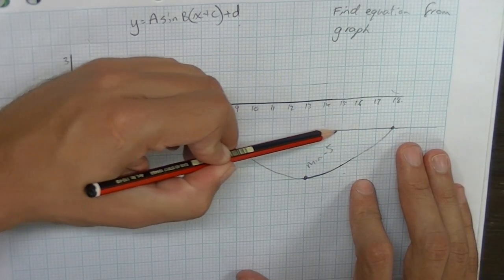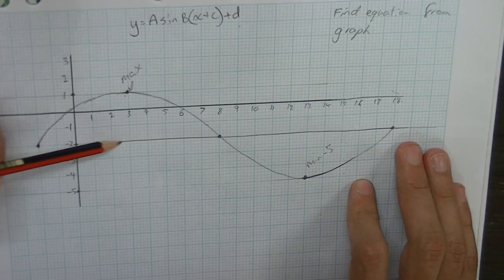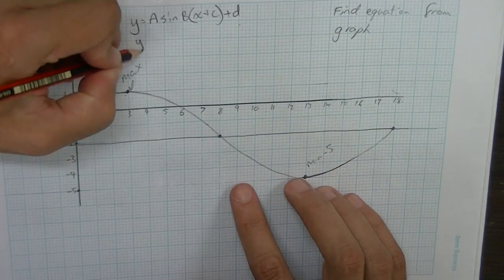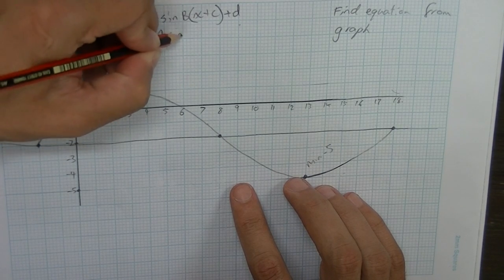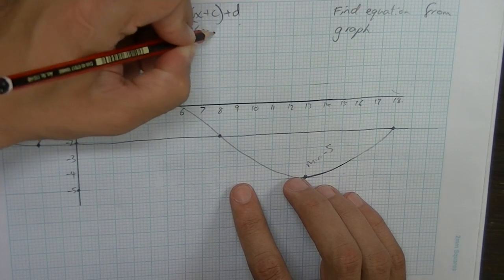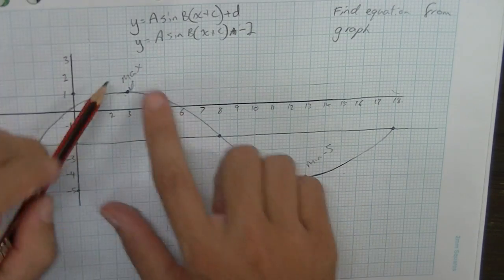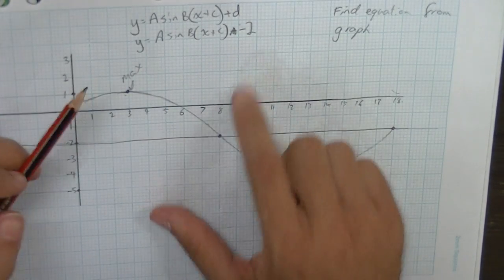That means that my median here is -2, and that's my d value. So y equals a sine(bx plus c) minus 2.